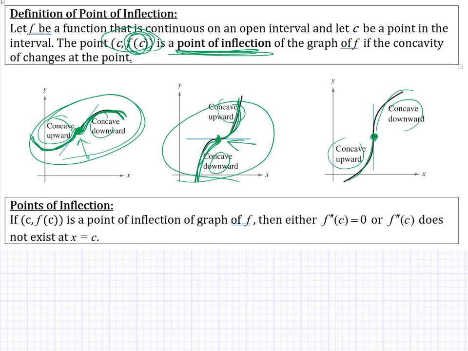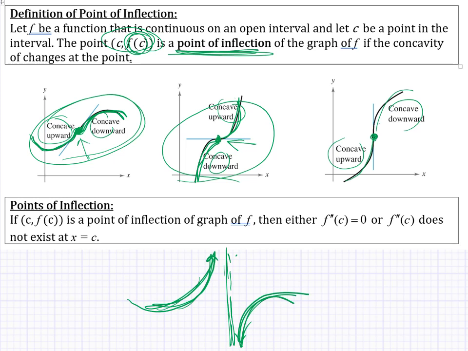An example where that might not happen would be at a vertical asymptote. If you're concave up on one side of the vertical asymptote, but concave down on the other side of the vertical asymptote, you could not have a point of inflection there. So just because the concavity is changing from upward to downward on either side of a particular x value does not guarantee a point of inflection. If your concavity changes and you have a point there, then you have a point of inflection.